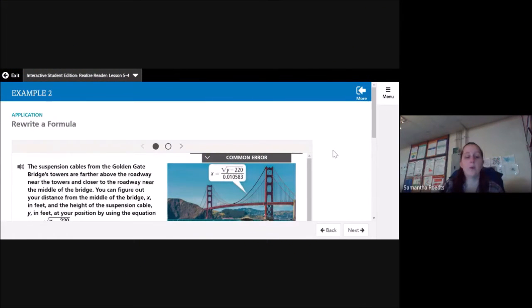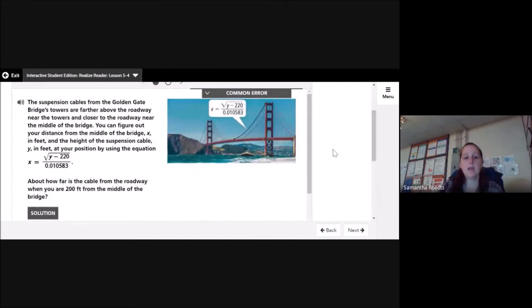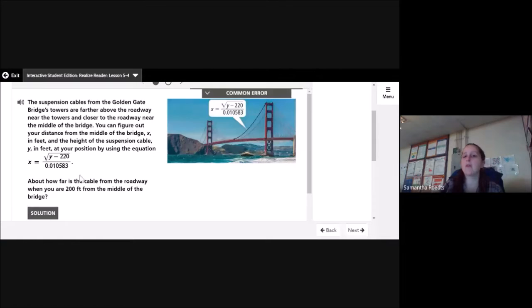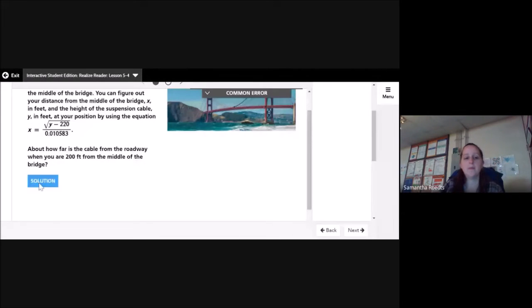Example 2, rewrite a formula. The suspension cables from the Golden Gate Bridge's tower are farther above the roadway near the towers and closer to the roadway near the middle of the bridge. You can figure out your distance from the middle of the bridge, x, in feet, and the height of the suspension cable, y, in feet, at your position by using the equation x equals the square root of y minus 220 over 0.010583, which is the equation that they give us. About how far is the cable from the roadway when you are 200 feet from the middle of the bridge?